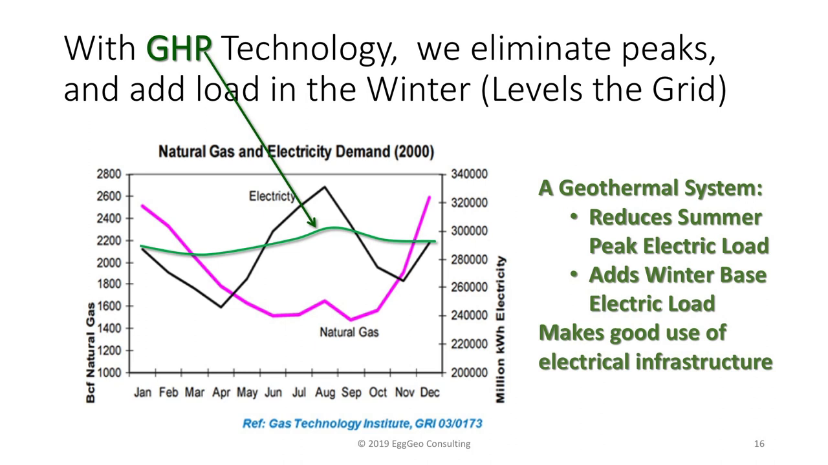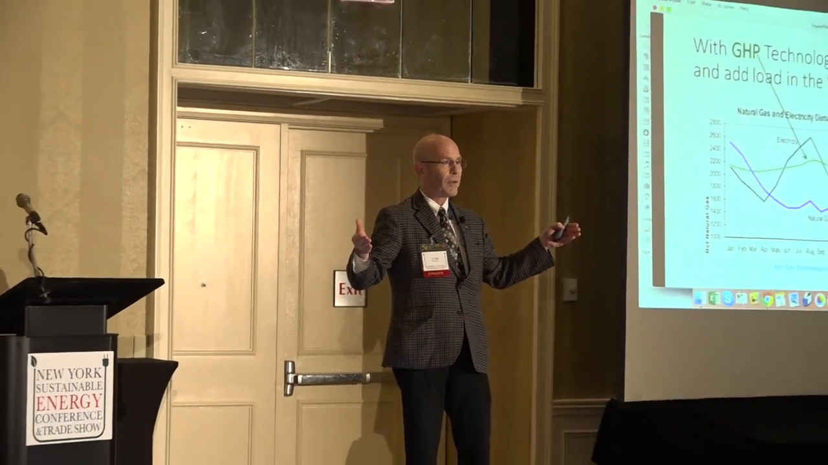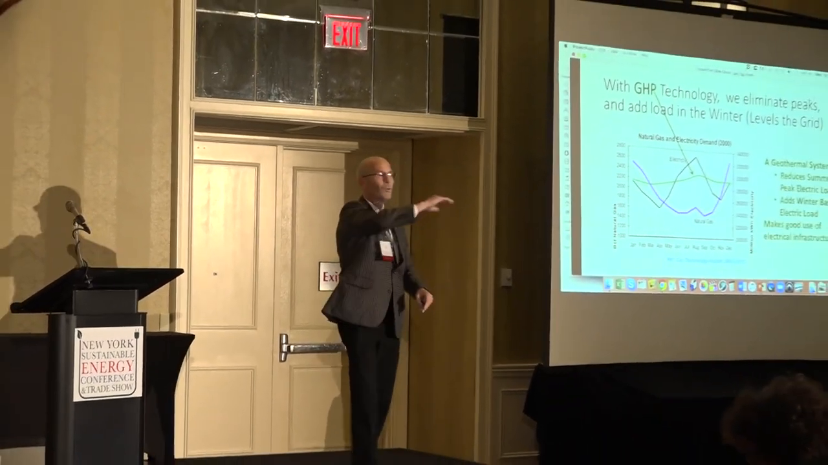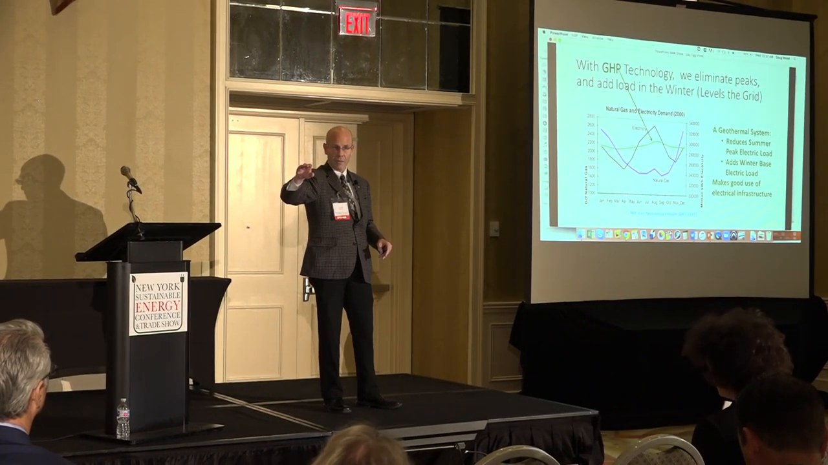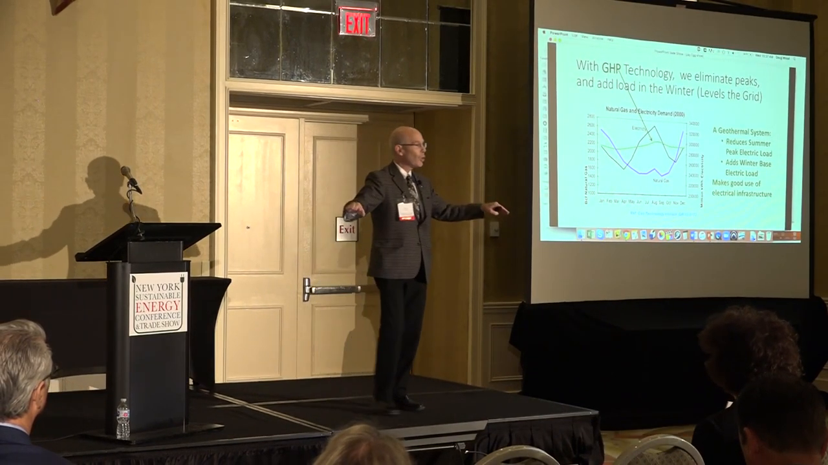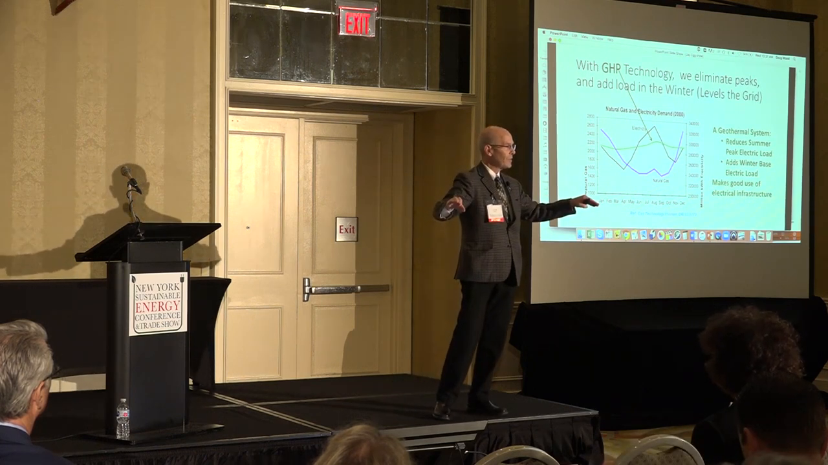Let's look at a National Grid slide for just a moment. National Grid has a peaking electrical issue because of all the cooling that goes on in Long Island. In the wintertime, it has a peaking natural gas issue. Now, if we had 100% penetration by geothermal heat pumps, we would shave the peak off of that summertime, and then we would add load to the wintertime because the heat pumps do use electricity during the winter.